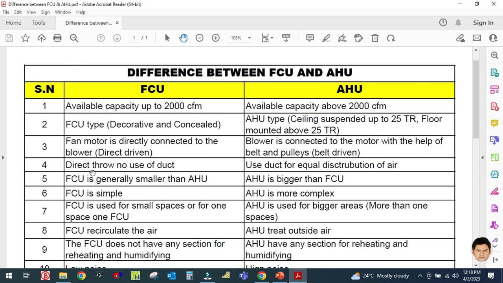The fourth difference is direct throw, no use of duct. This fan coil unit can be used directly for direct throw, and this AHU is bigger and has higher CFM, so a duct is used for distribution of air. Okay, and the fifth difference is fan coil unit is generally smaller than AHU, and AHU is bigger than FCU. FCU is simple in design and AHU is more complex in design.